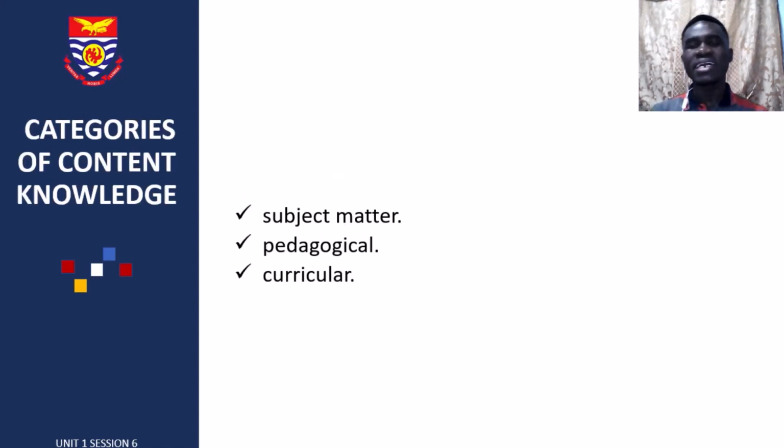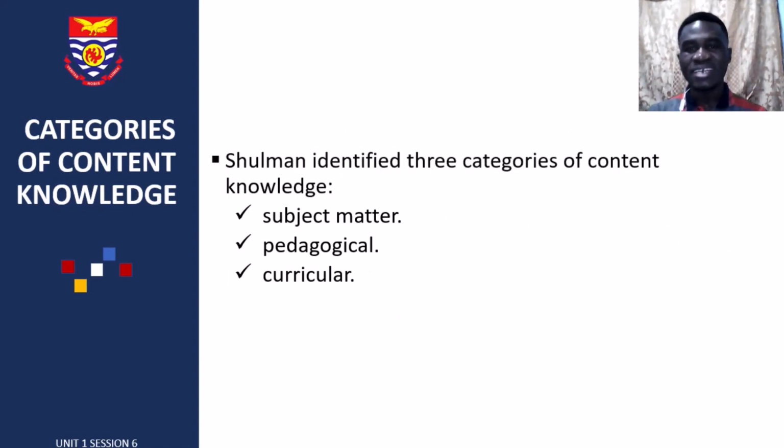They should be able to establish the validity or invalidity of that knowledge. So what are the categories of content knowledge according to Shulman? According to Shulman, he identified three categories of content knowledge. And these are the subject matter knowledge, the pedagogical knowledge, and the curricular knowledge. So these are the three categories of content knowledge according to Shulman.